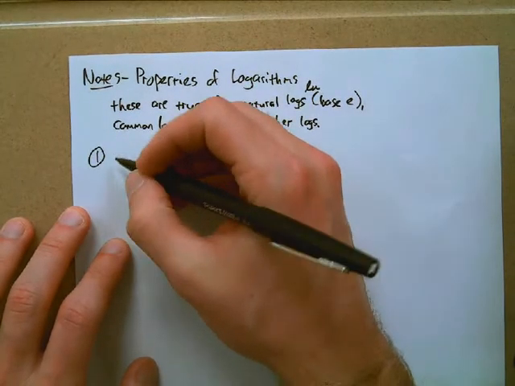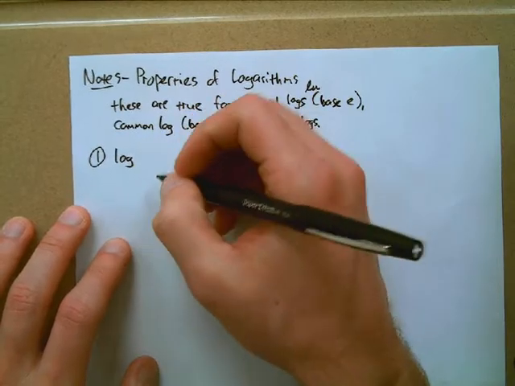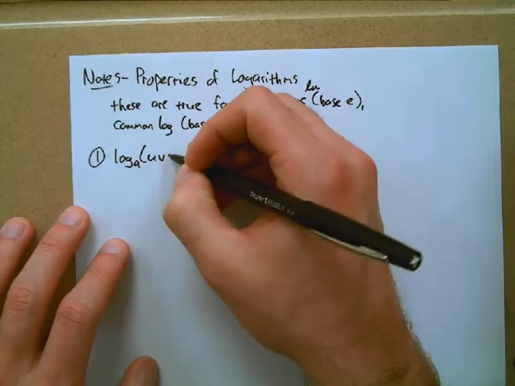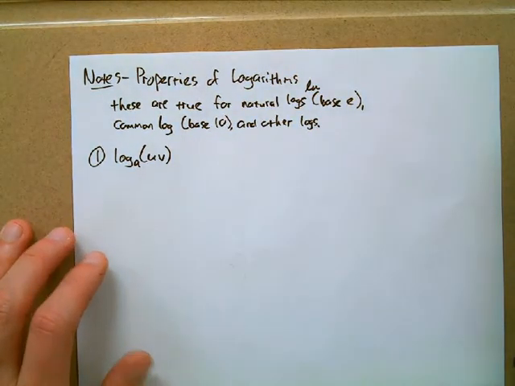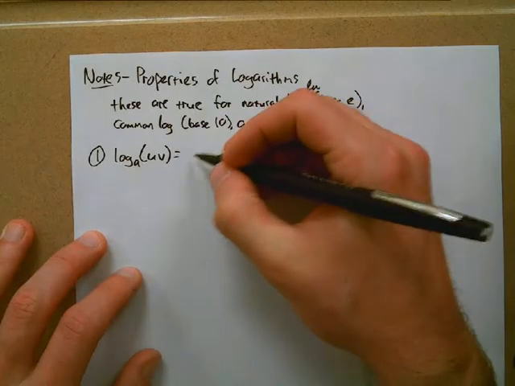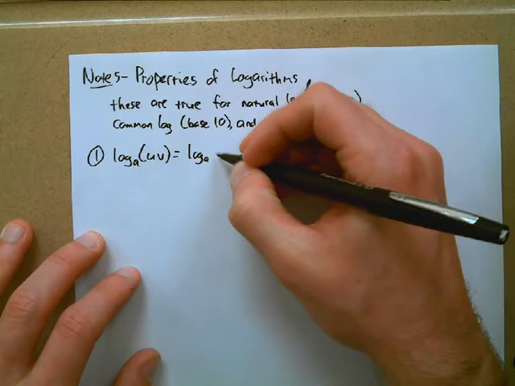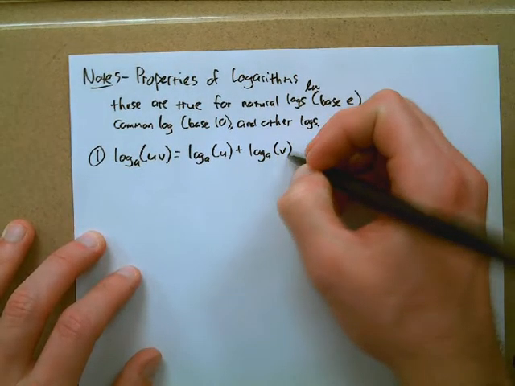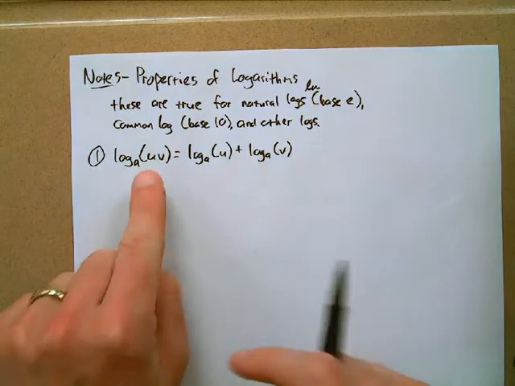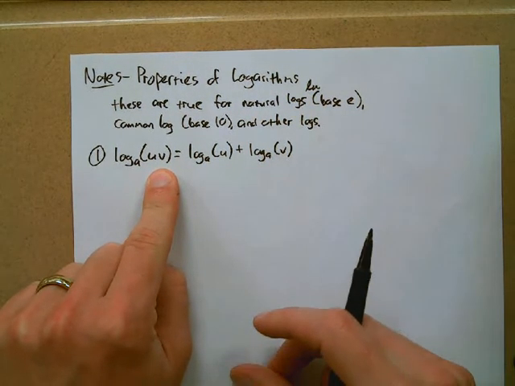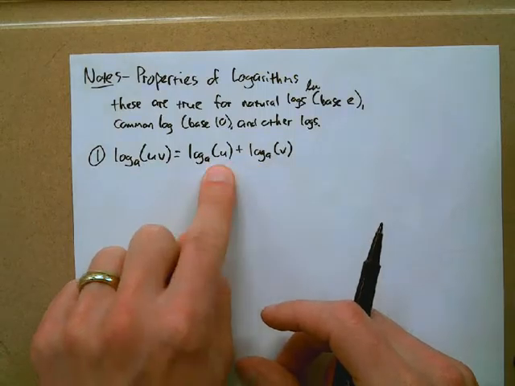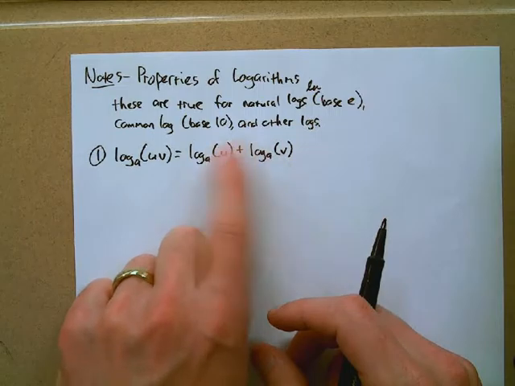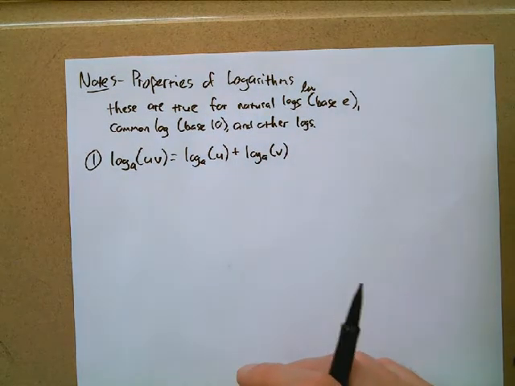So property number one is that log base A of u times v, and I'll indicate u times v by writing them next to each other, is equal to log base A of u plus log base A of v. So what you see here is we have a product inside the logarithm. It becomes addition on the outside, breaking up that product into the sum of log base A of u and log base A of v.